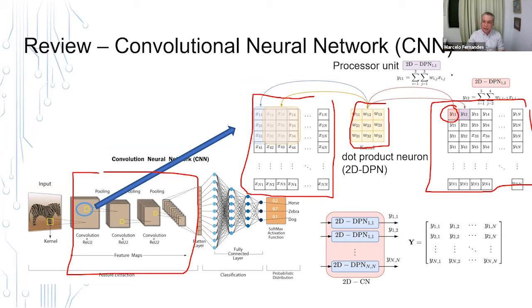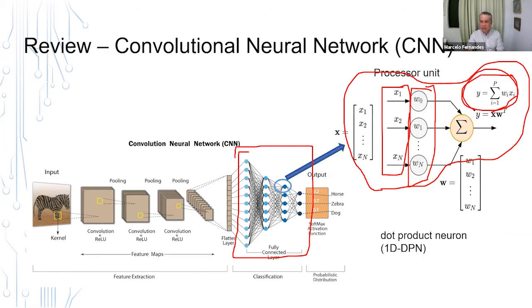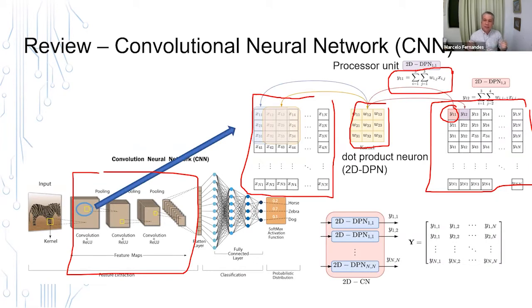We have these operations for each point in this two-dimensional structure. And I call it here a 2D dot product neuron, because it's a dot product too, like the previous operation, but it's two-dimensional.